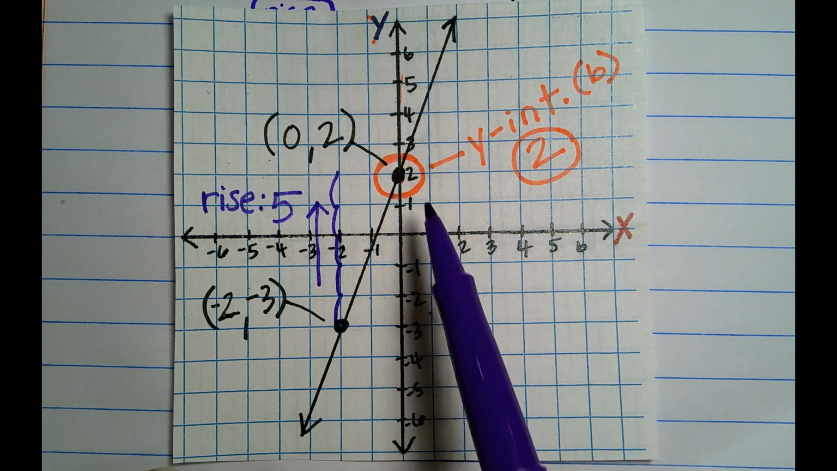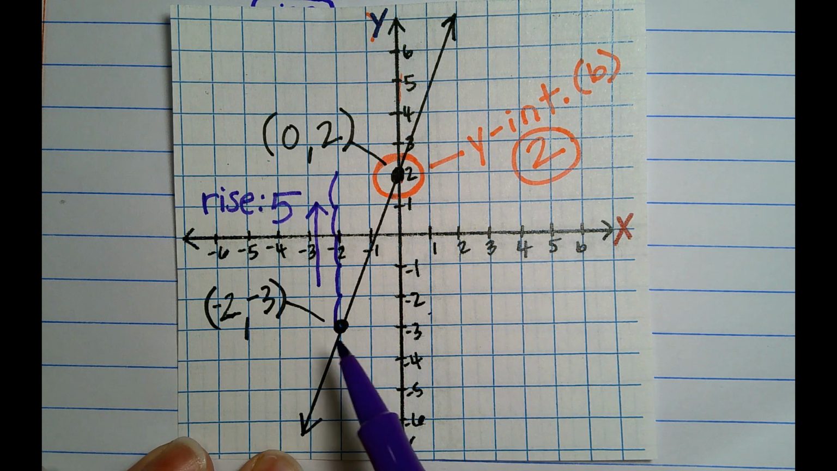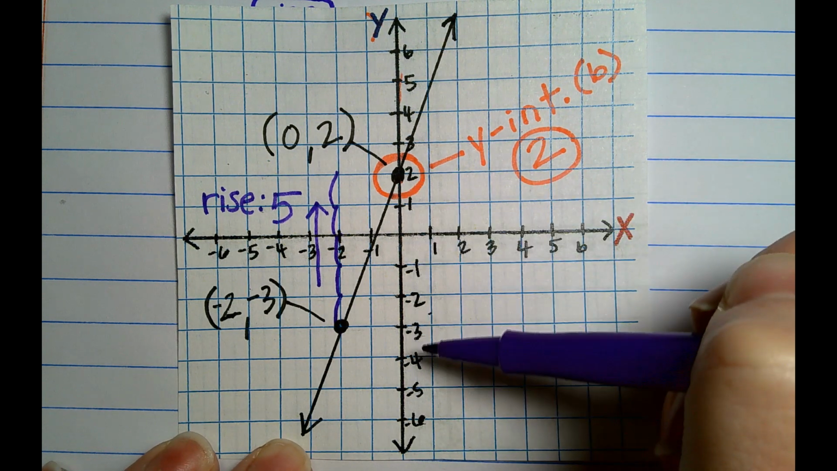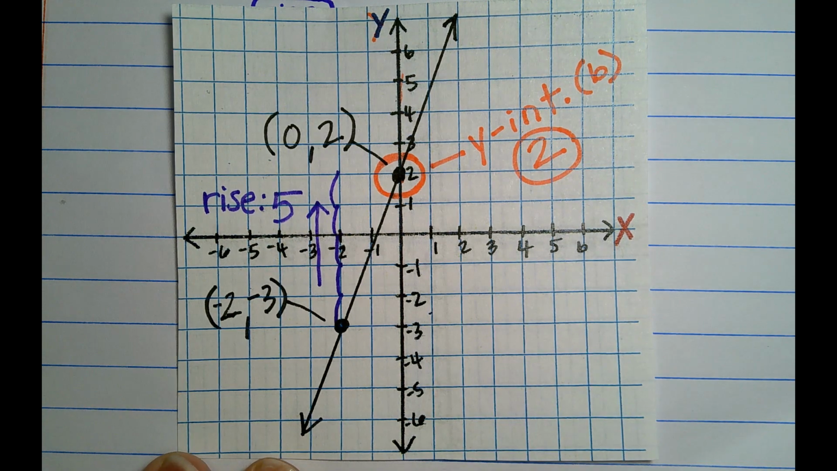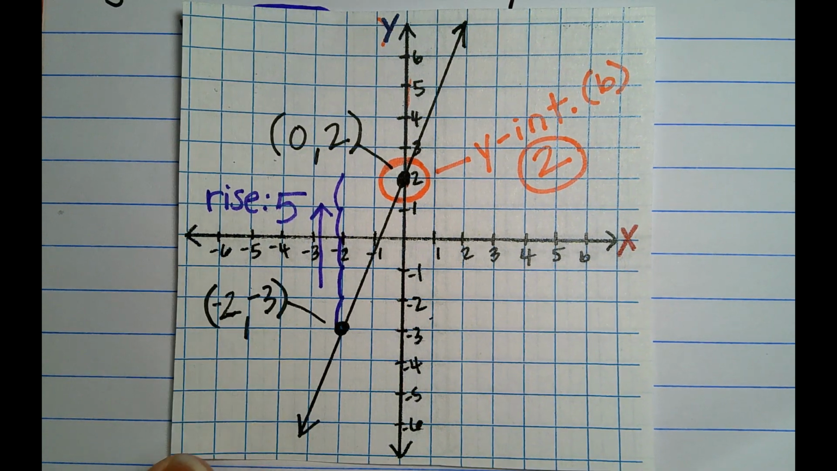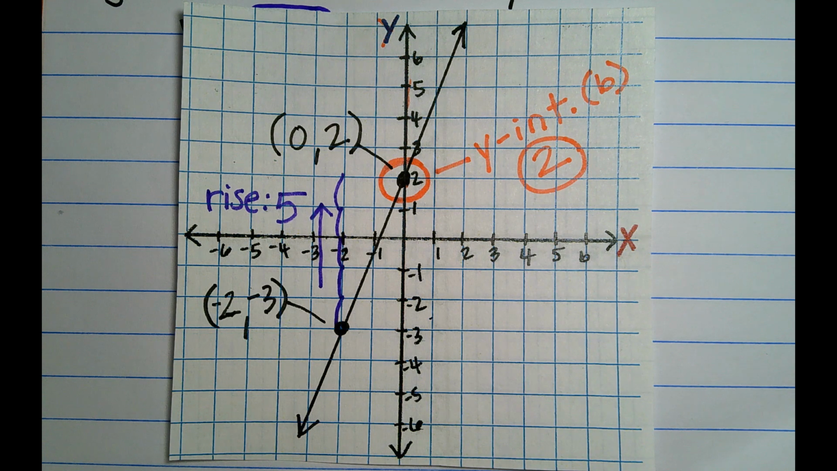And that's why it's going to be important to start on the left point, because if I started on the right, I would have gone down 5. But then I would have gone left 2, which would have given me another negative and cancel out. But that's a whole other lesson. We won't get into that today. So our rise is 5. What else do I need?